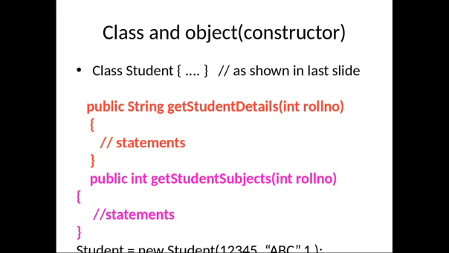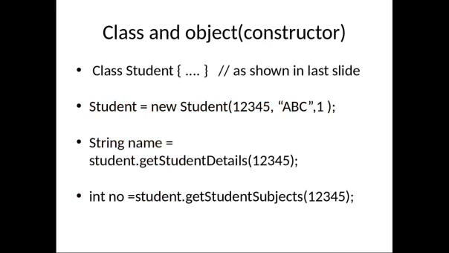So whenever we invoke this method student dot get student subjects and some roll number is passed, the subject id will be returned. Since the return type is integer, the subject id will be returned according to the student's roll number. Those statements can be written inside this method. Okay, now you will see an example.